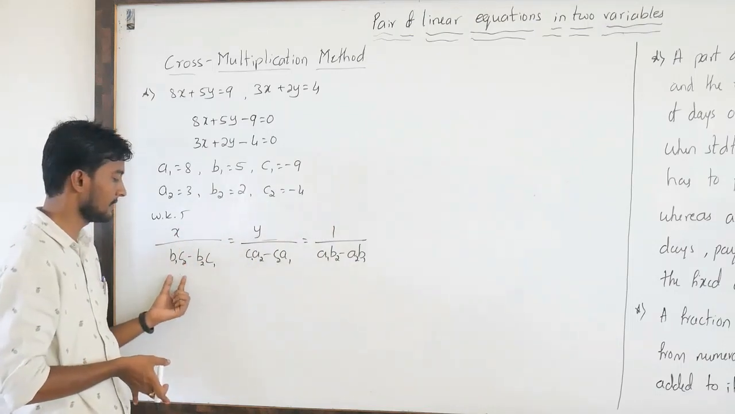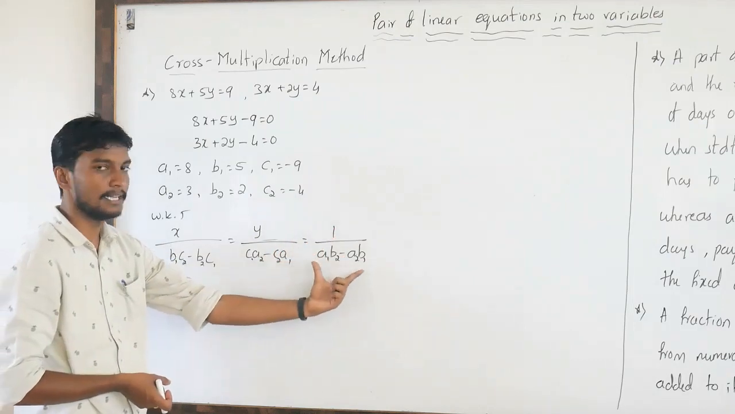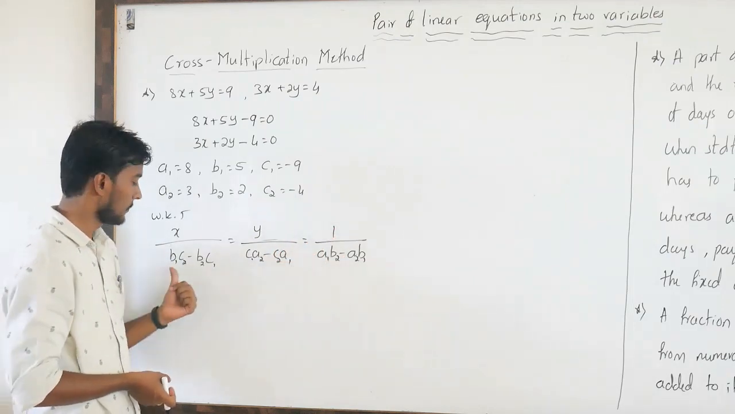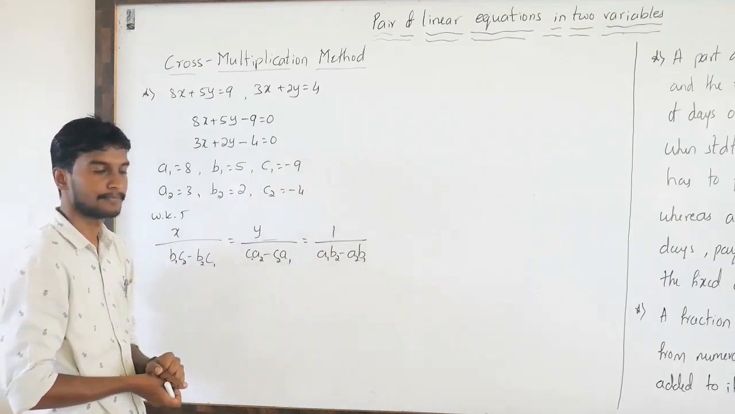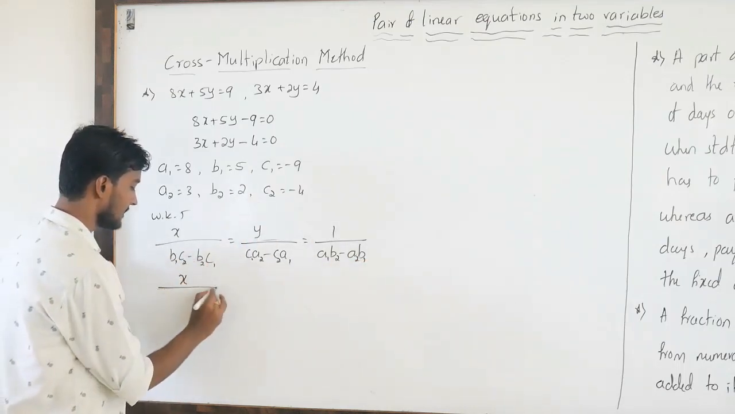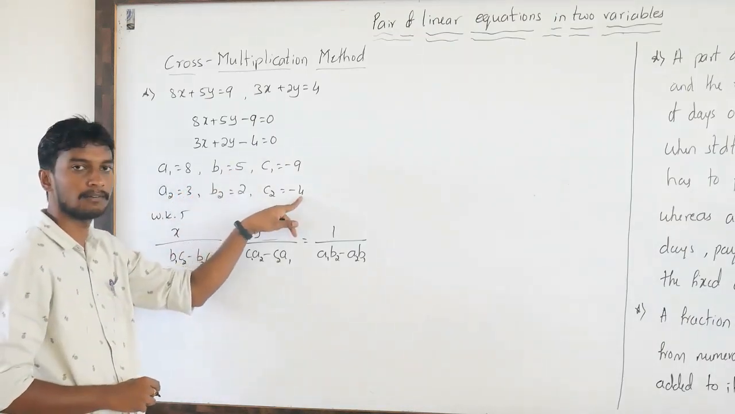It means x divided by b1c2 minus b2c1, y divided by c1a2 minus c2a1, 1 divided by a1b2 minus a2b1. So here substitute the values. x divided by b1 c2. b1 value is 5, c2 value is minus 4.